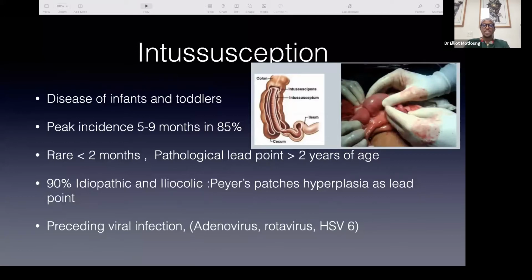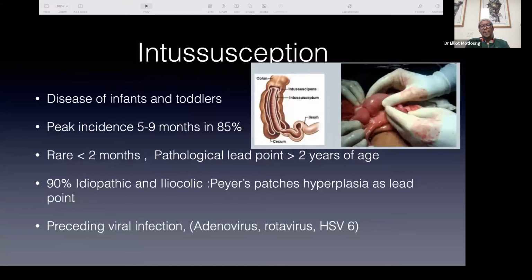And any patient who presents with intussusception to my practice who is more than 2, I look out for a pathological lead point, because there should be a reason why they developed intussusception. What is actually the cause? 90% of it is idiopathic. It's because of hypertrophy or hyperplasia of lymphoid tissue, which we call Peyer's patches. And then that acts as a lead point to push the proximal bowel into the distal bowel.